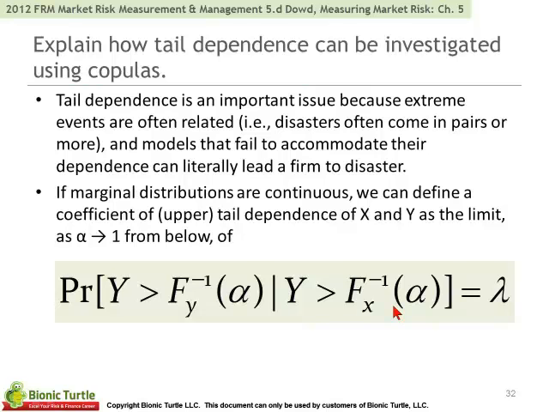How can tail dependence be investigated using copula? Tail dependence is an important issue because extreme events are often related, and models that fail to accommodate their dependence can literally lead a firm to disaster. If marginal distributions are continuous, we can define a coefficient of upper tail dependence of x and y as the limit.